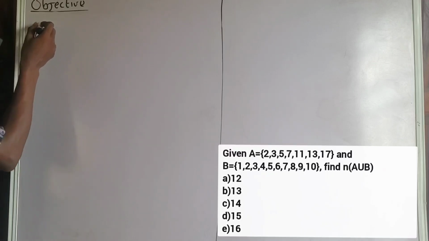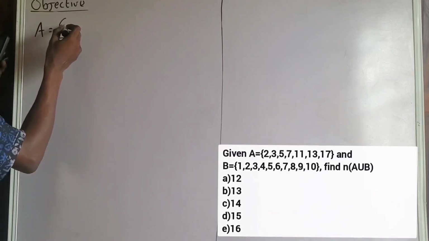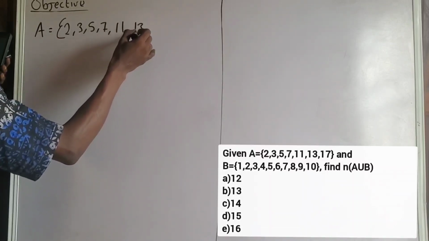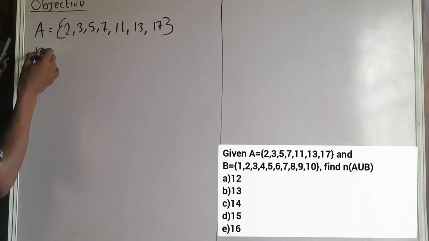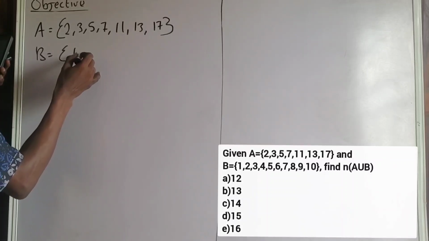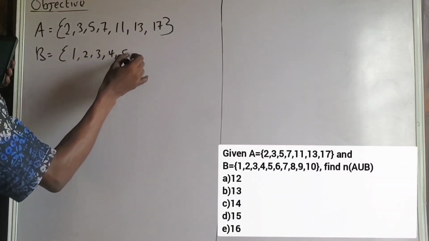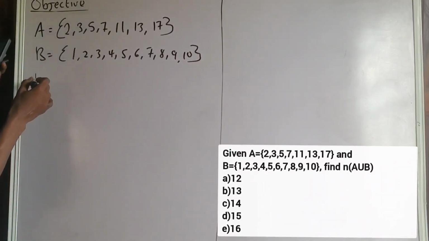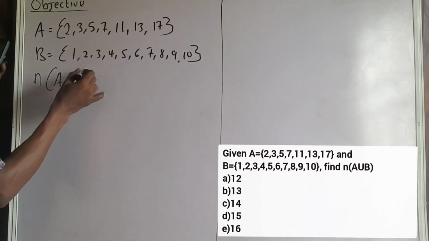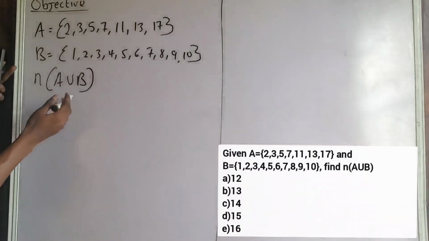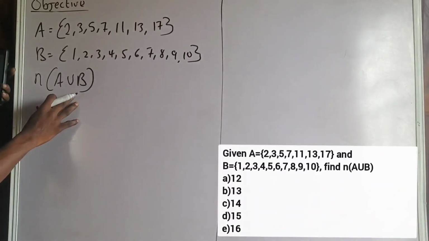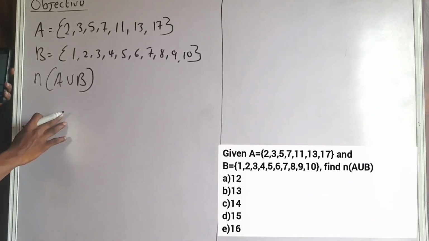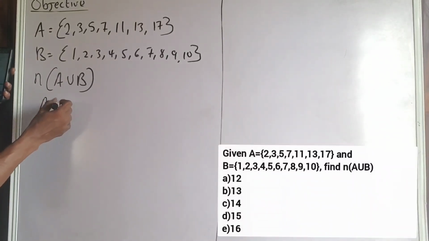Okay, we are given that A equals 2, 3, 5, 7, 11, 13, and 17, and set B equals 1, 2, 3, 4, 5, 6, 7, 8, 9, 10. We are looking for n(A union B). Do you know the meaning? The meaning is that you first have to find A union B. Then the number of elements present in A union B is what you are asked to find. So let us take the union of A and B.